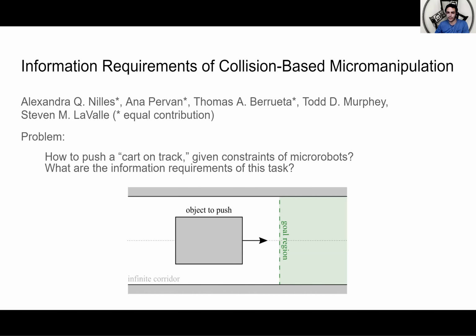We focus on the task of micromanipulation, that is, moving an object from some initial position to a desired one. We abstract this task to the problem of pushing a cart along an infinite corridor and onto a goal region. And then we analyze the information requirements of this task under different robot designs. Next slide, please.